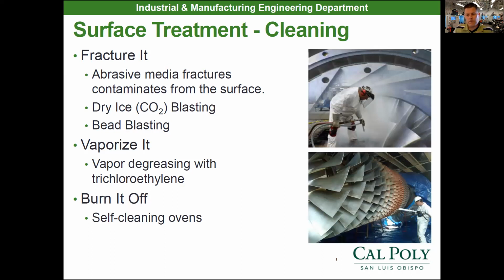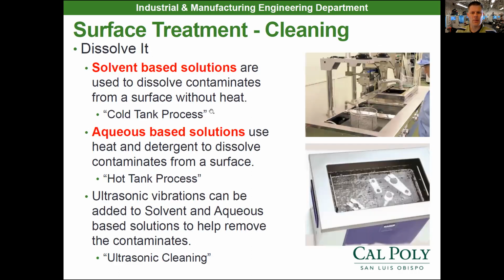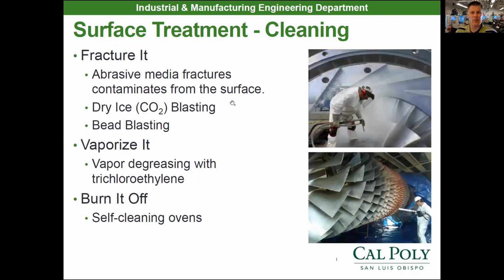We could also vaporize it if we don't fracture it off. They have vapor degreasing with something like trichloroethylene, and you could also burn it off like in a self-cleaning oven. So you can actually burn contaminants off the surface. But I'd say a majority of mechanical parts are most likely going to be cleaned with some sort of ultrasonic cleaner if they're machine parts, or maybe a solvent-based solution.